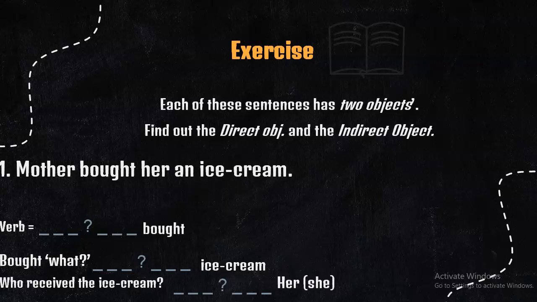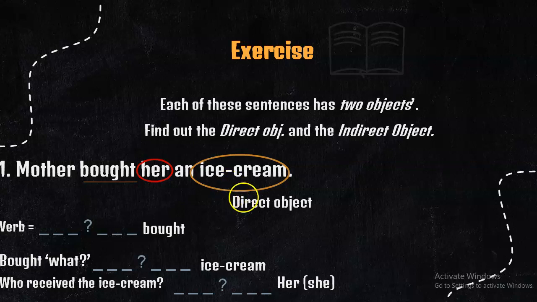Her or she. So here we can say, as we have learnt in the earlier slides, that ice cream is the direct object because it answers verb plus what, and her is the indirect object because it answers who received the direct object.